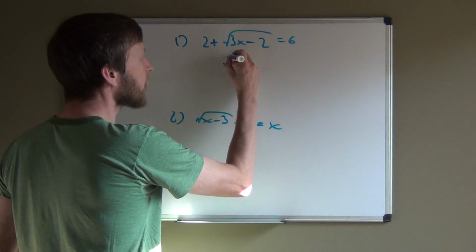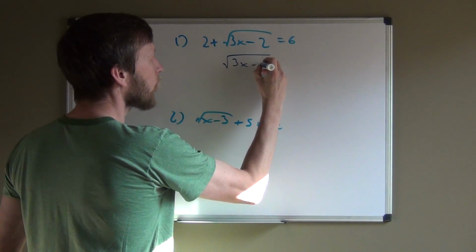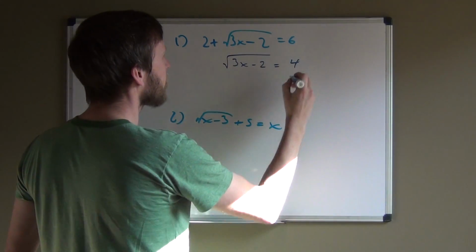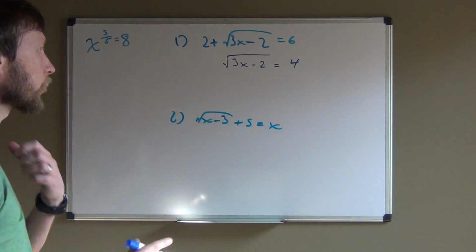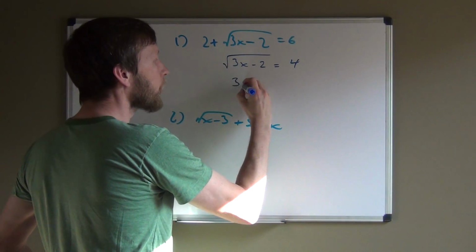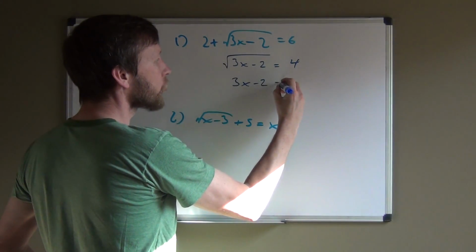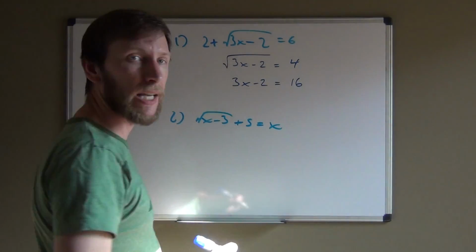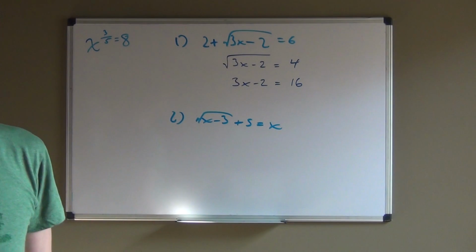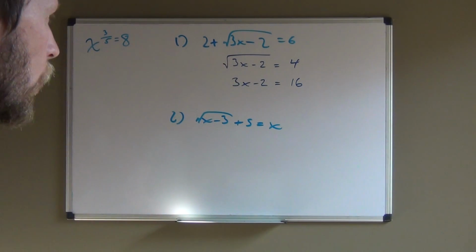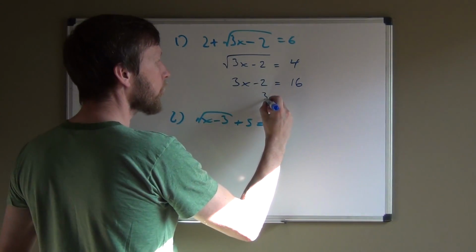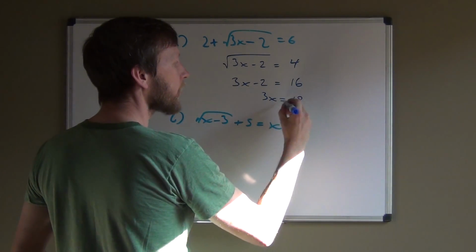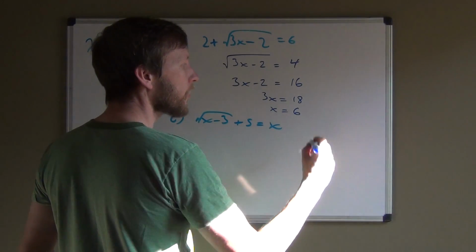The first thing we do is get the radical by itself. When I get the radical by itself, I find that the square root of 3x minus 2 is equal to 4 by subtracting 2 on both sides. When I square both sides, the inverse of square root is to square, I end up with a nice, simple Algebra 1, Chapter 2 equation, where it's just a linear equation. All I need to do is add 2 to both sides and divide by 3 on both sides.